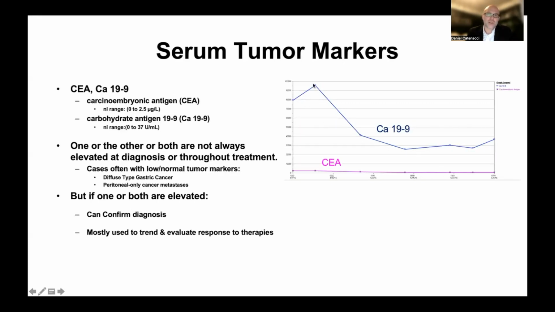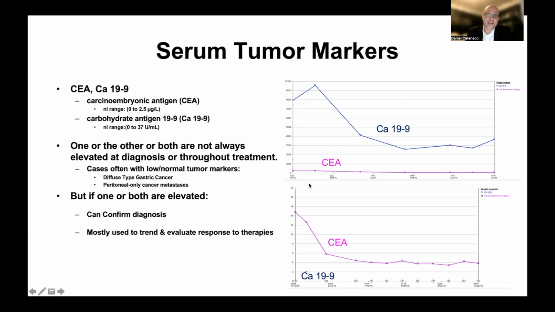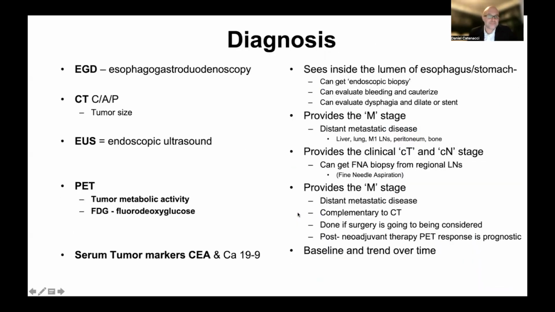It's not uncommon, though, that we do see an uptick even after therapy starts and then dropping. And then this is an example of the reciprocal, where the patient had completely normal CA19-9s, but the CEA was elevated at 15 and then dropped with therapy. So this is usually how serum tumor markers are used, is to trend over time, but certainly the baseline check is helpful in terms of confirming the diagnosis.